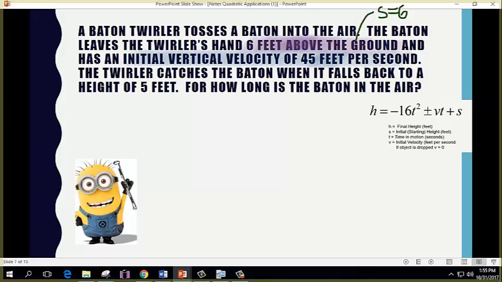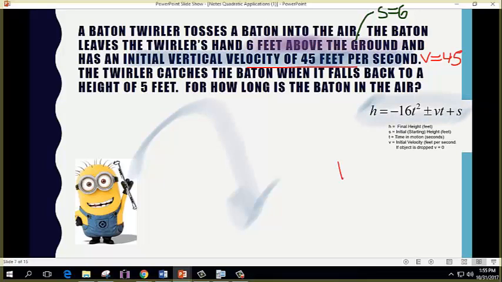Now you have to use a little bit of common sense. What's going to happen is you're going to throw it up with an initial velocity, and then it's going to come down. So that means your initial velocity is going to be positive. So this here is your V, and it's going to be positive 45. Then it says the twirler catches the baton when it falls back to the height of 5 feet. This is the second part of the equation, but we're going to first do this part here.